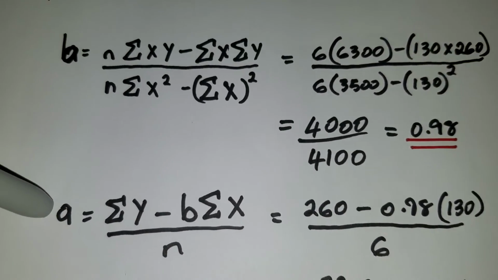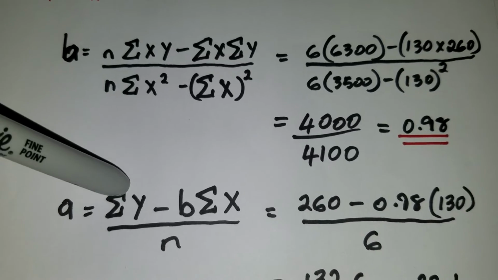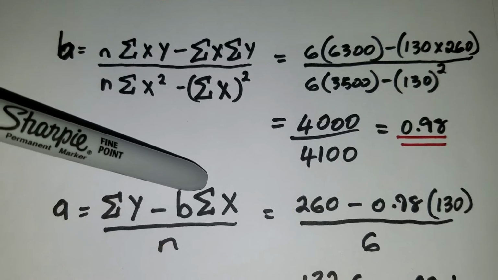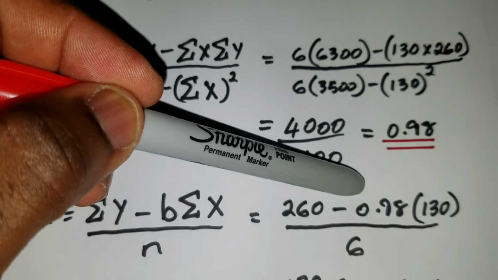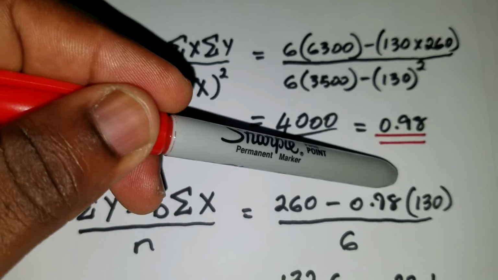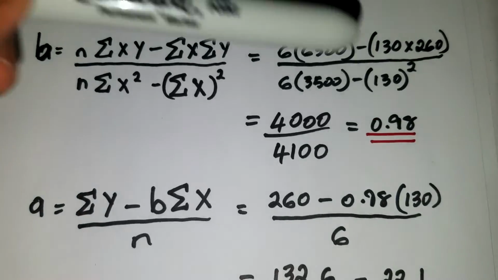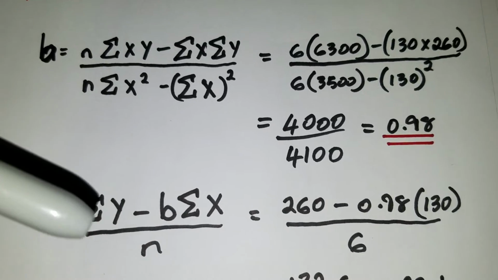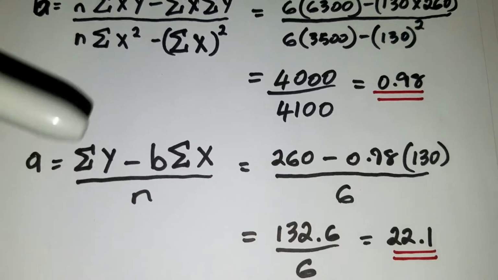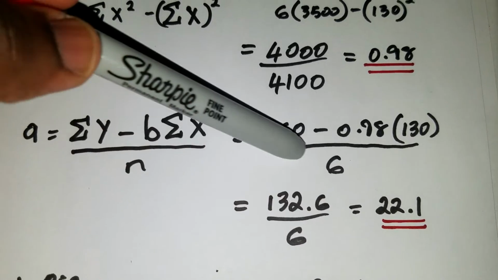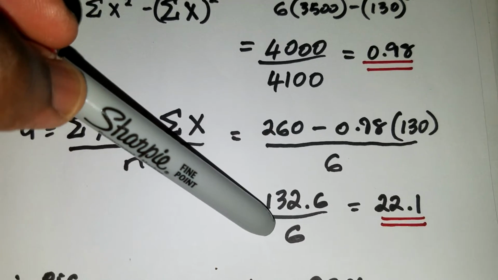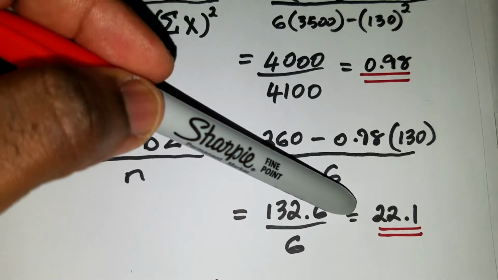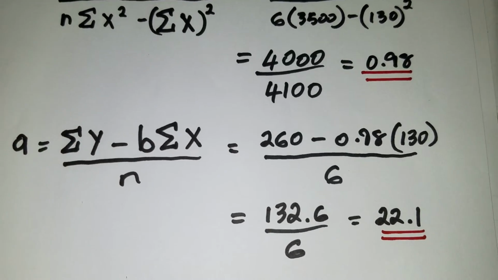Now to find a, it would be equal to the sum of y, which is 260, minus b multiplied by the sum of x, where b we found to be 0.98 and the sum of x is 130, all divided by n, and n is 6 because we have 6 data points. So when we work out everything, we get 132.6 divided by 6, which is 22.1. So this would be a, otherwise known as our y-intercept.